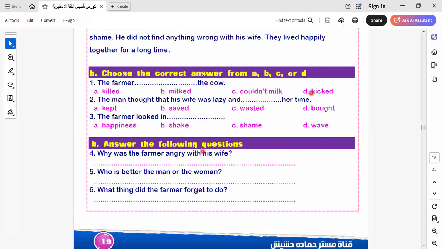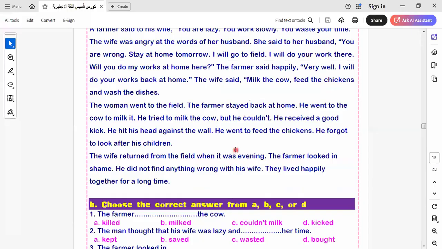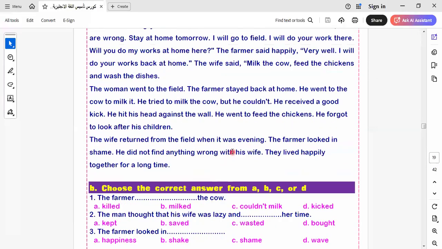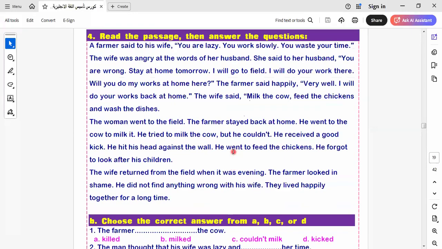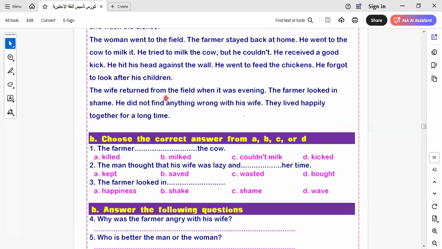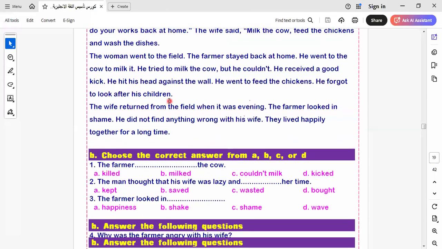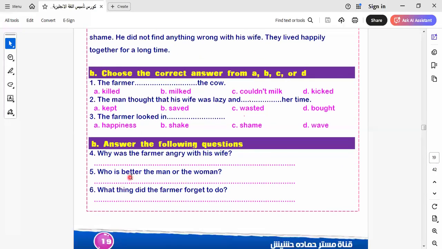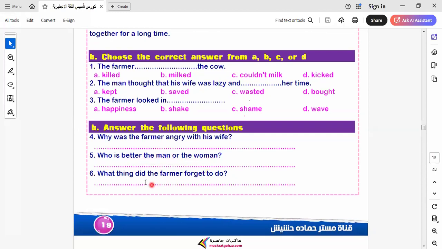Who is better, the man or the woman? In the text, it will be the woman, because the woman managed her time and did everything in its suitable time. The wife said, milk the cow, feed the chicken, and wash the dishes. So who is better, the man or the woman? Here it is the woman.